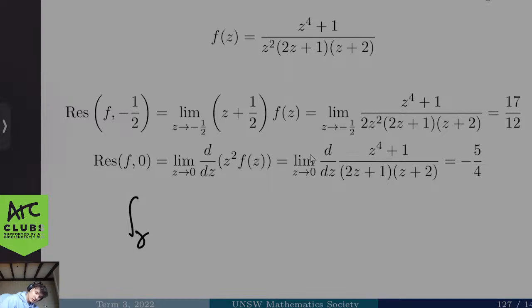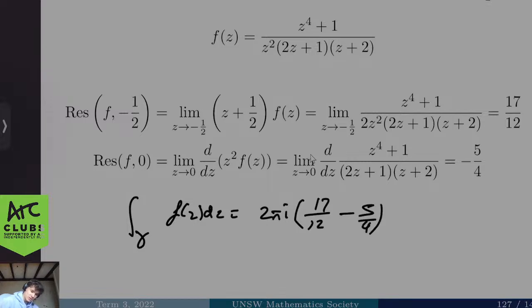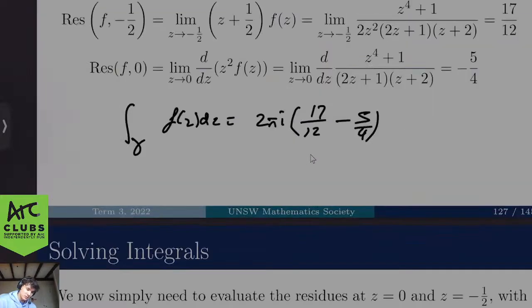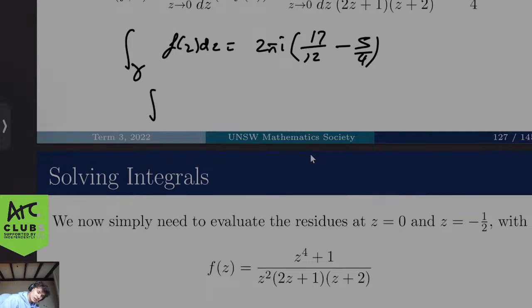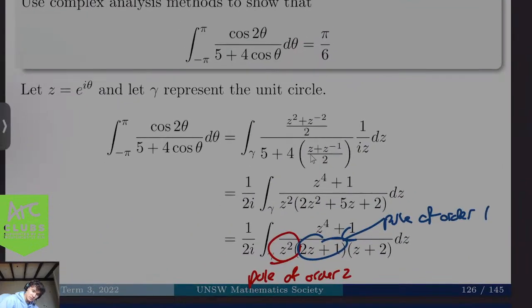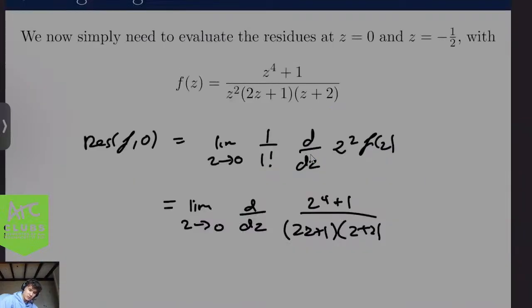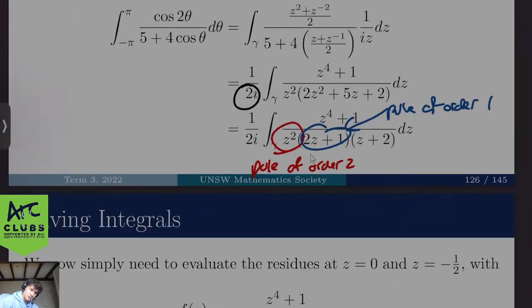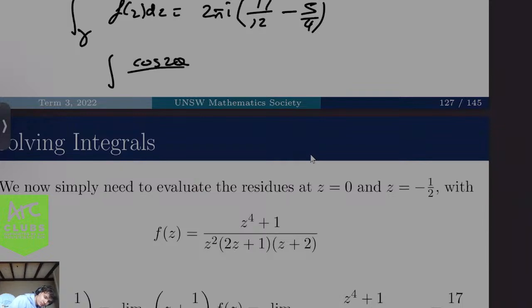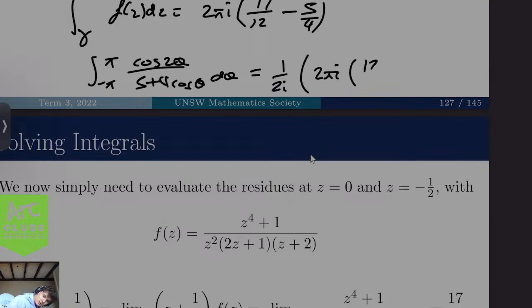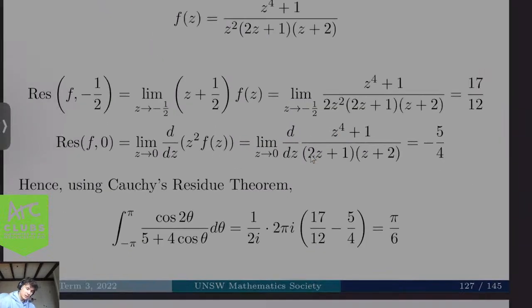And so that means that my integral equals 2 pi i times (17 on 12 plus or minus 5 on 4), based on my Cauchy residue theorem. And now don't forget that the actual integral itself, the actual one we were looking at, just want to point out somewhere here we took out the factor of 1 on 2i, right? So the actual integral we're looking at, which was the integral of cos 2θ over 5 plus 4 cos θ dθ from negative pi to pi, is 1 on 2i times 2 pi i times (17 on 12 and 5 on 4), and you'll probably want to say here by residue theorem. And so calculate that, we get pi on 6.